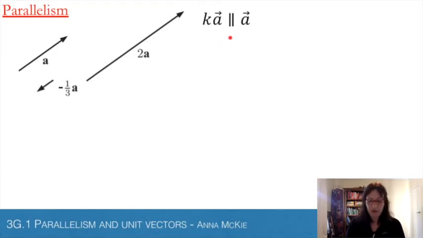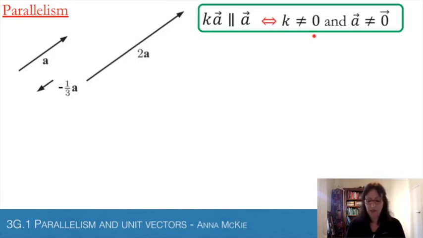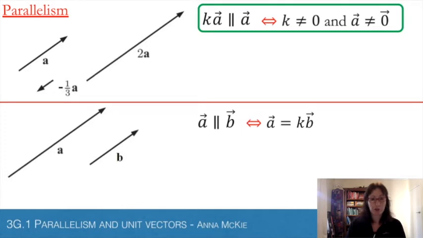So defining that, remember those two symbols like that, those equal signs vertically, means parallel, is that a scalar multiple k of vector A is parallel to A, provided that k is not 0, so that scalar isn't 0, and that the vector itself is not the 0 vector, because that's going nowhere, nothing, so you couldn't really have anything parallel to that.